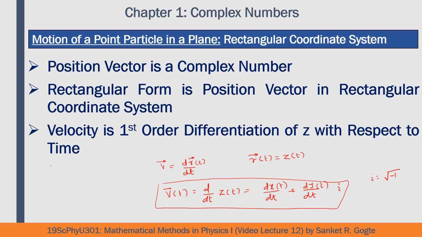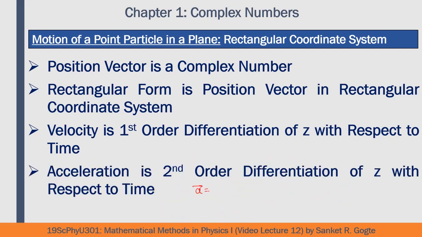Many times a notation is used where dx by dt, or differentiation of x with respect to time, is written as x dot, and differentiation of y with time is written as y dot. So here we can write v as x dot plus y dot into i. Remember, all of them are functions of time.